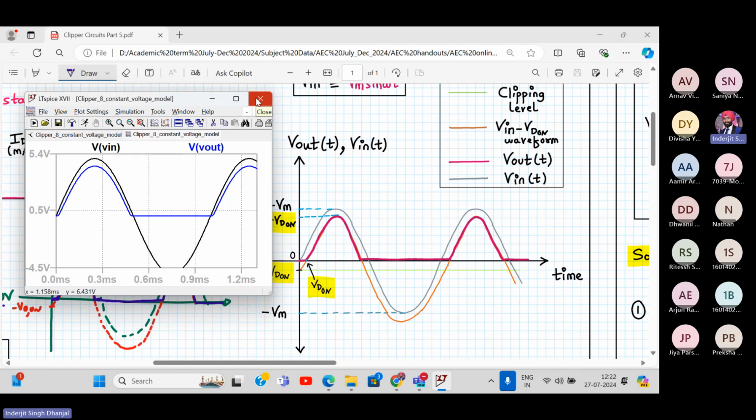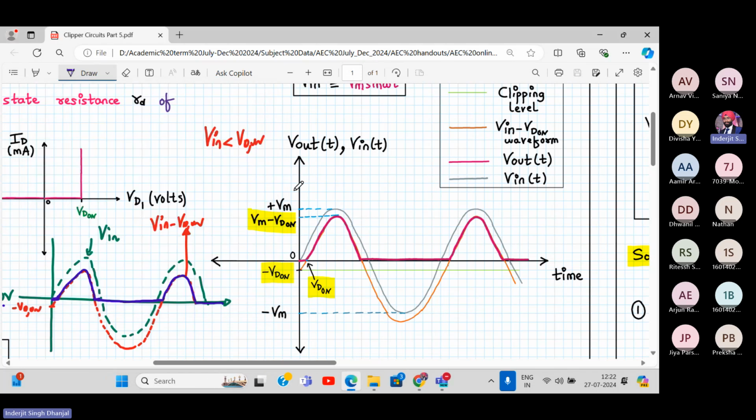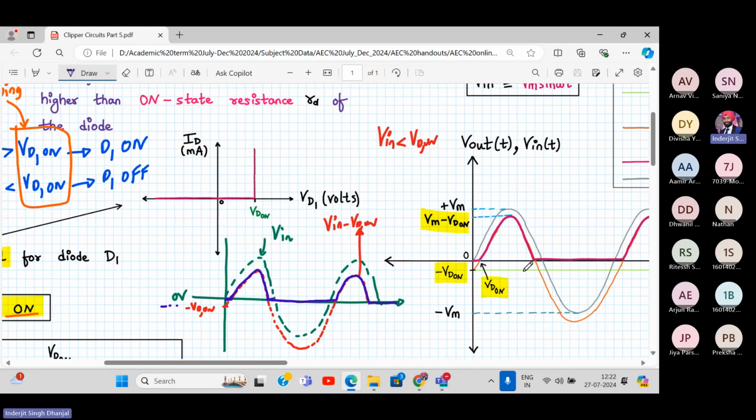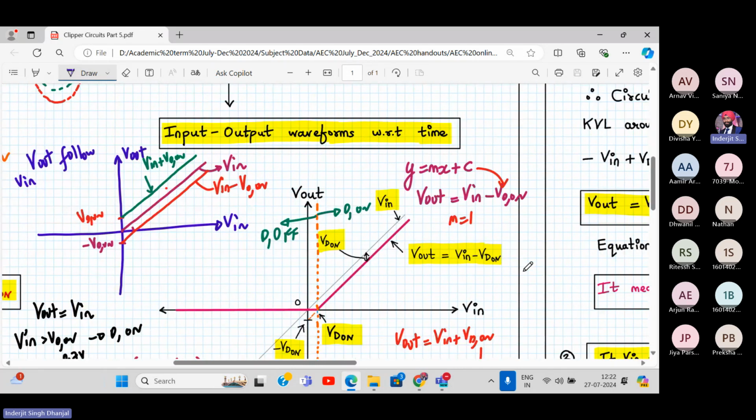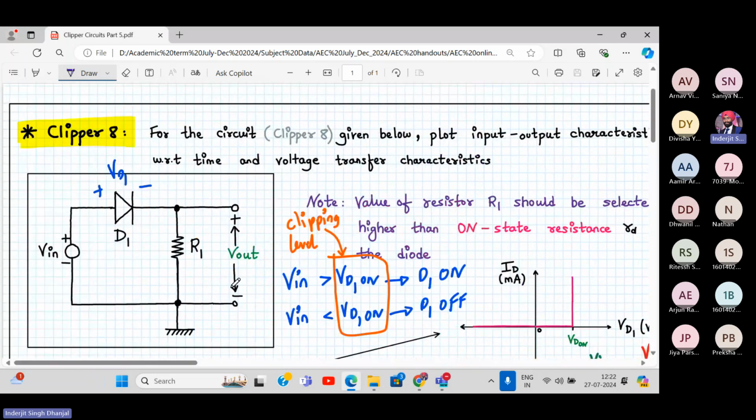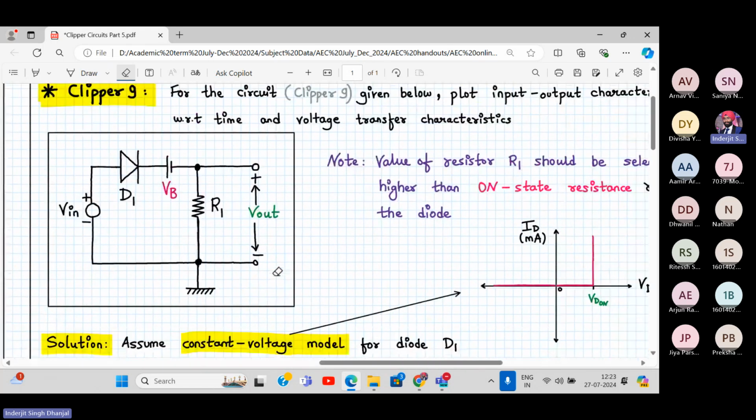Clipper number 8, 9, 10 will be almost similar. Just the clipping level will keep on changing. Now what will be the variations? Addition of a battery here, like this. First case, this will be clipper number 9. Then in the second case, it will be reversed, the diode will be reversed, and again 2 batteries. So the remaining 5 circuit analyses will become very simple. It will take 5 minutes to understand that.